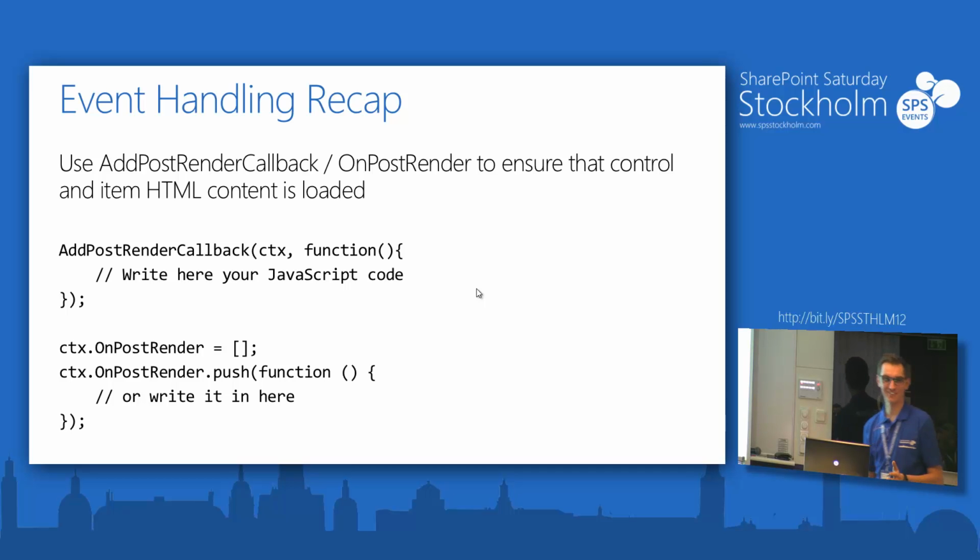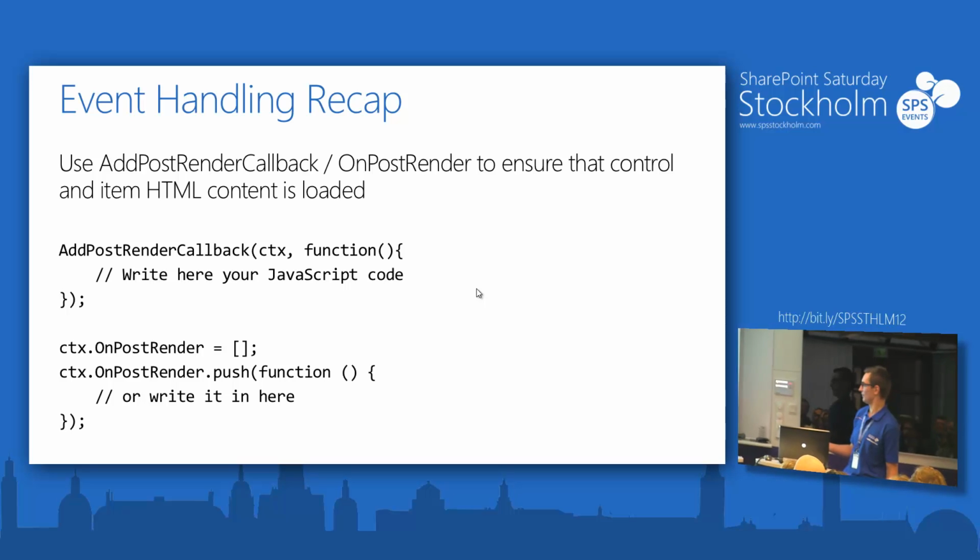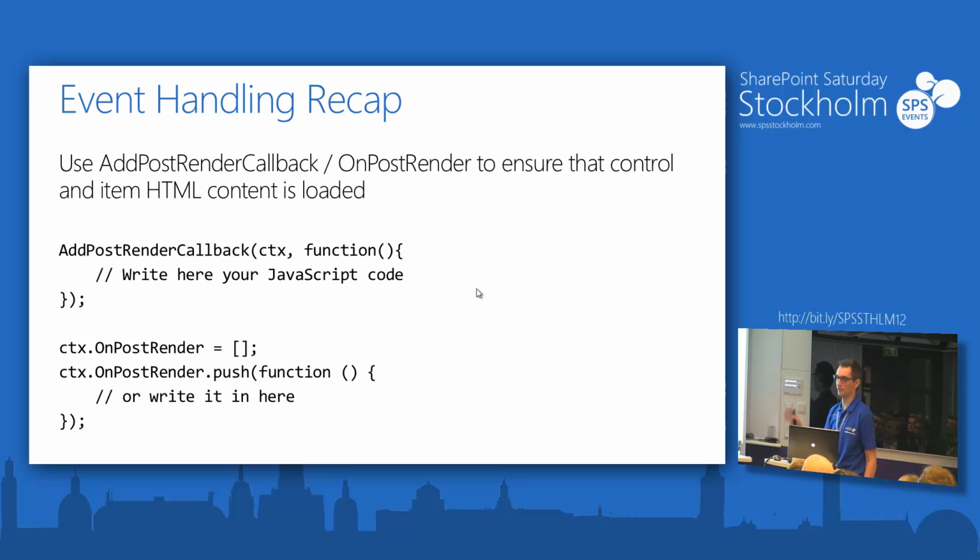Normally everything was going to be okay, and then we don't need to debug, but okay. Event handling can be done with the add post render callback function, or you also have another function which is available, and that's the current context on post render. Doesn't matter which you use. You can use both of them, whatever is your choice.